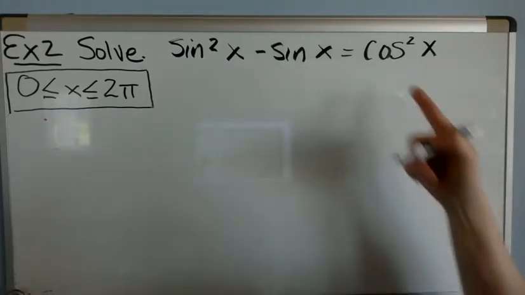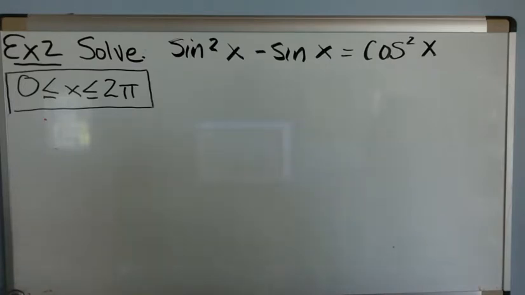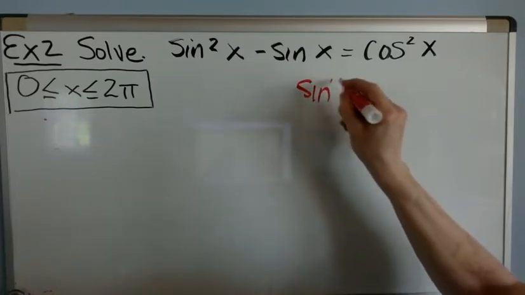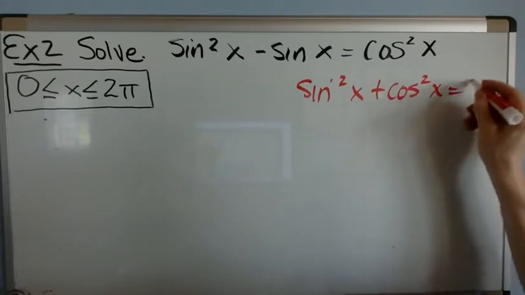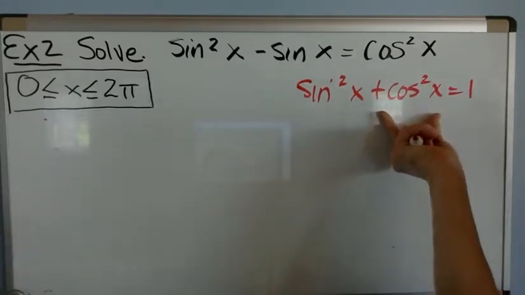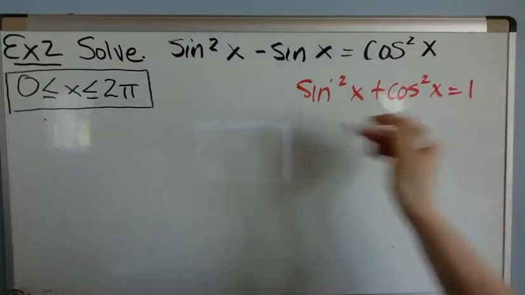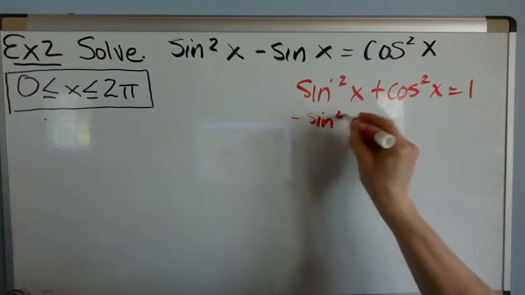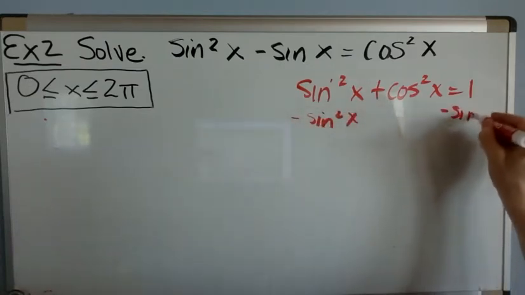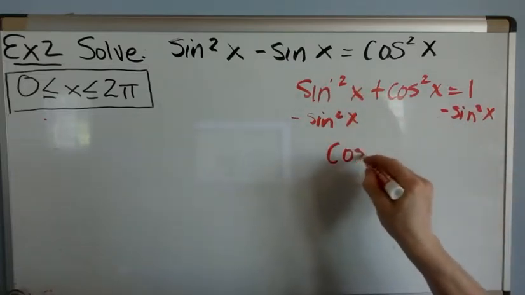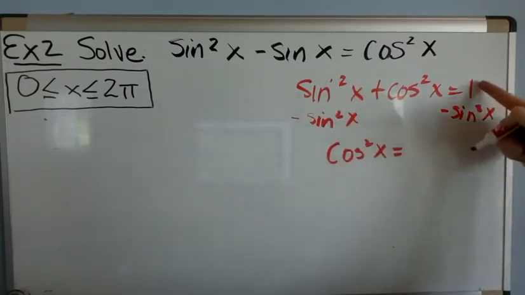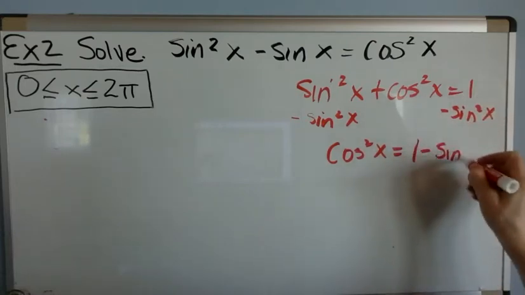So let's go ahead and replace this cosine squared of x with its identity, which I'm going to put in red here. Remember that sine squared of x plus the cosine squared of x is equal to 1. And there's my cosine squared of x. I can get that term alone by just subtracting sine squared of x from both sides. And when I do, I'll end up with cosine squared of x is actually the same thing as 1 minus the sine squared of x.